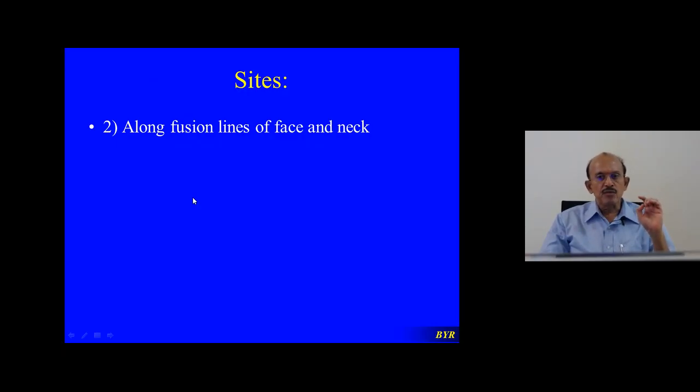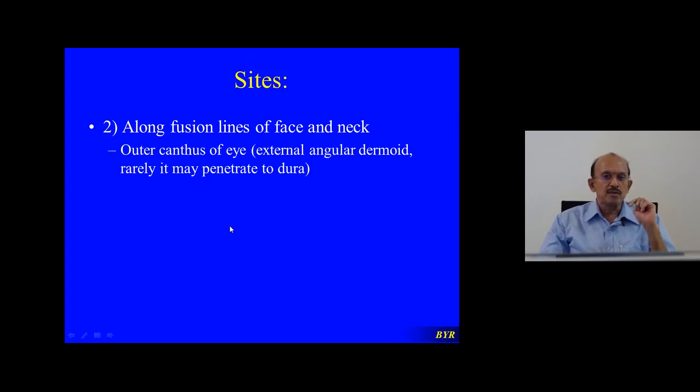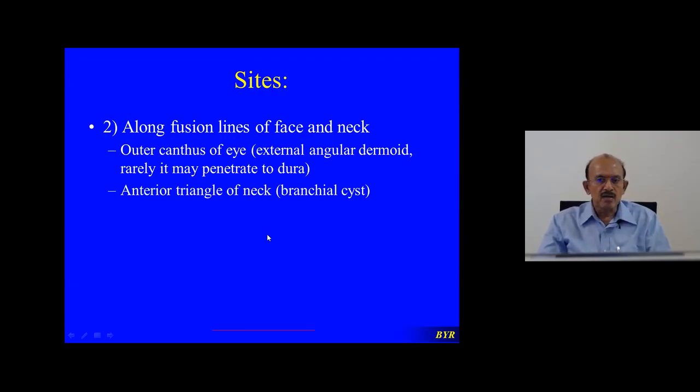The second site of a dermoid occurrence is along the fusion lines of face and neck. Face and neck are developed from processes. These processes unite together. So the dermoids can be there at the outer canthus of the eye, that is external angular dermoid. Rarely it may penetrate to the dura, or in the anterior triangle of the neck, that is the branchial cyst.